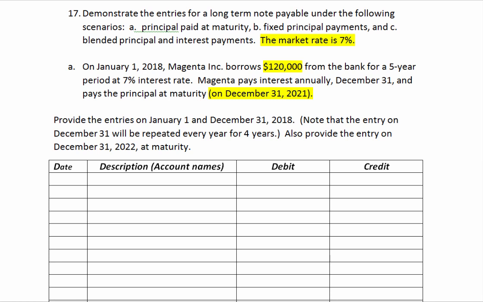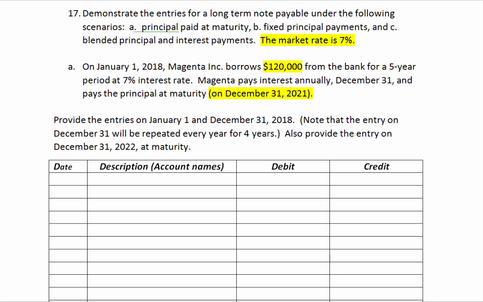Okay, so on January 1st, 2018, Magenta Inc. borrows $120,000 from the bank for a 5-year period at 7% interest. Oh, look, the market rate is 7% and the interest rate on the loan is 7%. So that means that this is a par value note payable. No time value of money kicks in. We don't want to deal with time value of money on top of learning how to record the different types of ways that a company can borrow money.